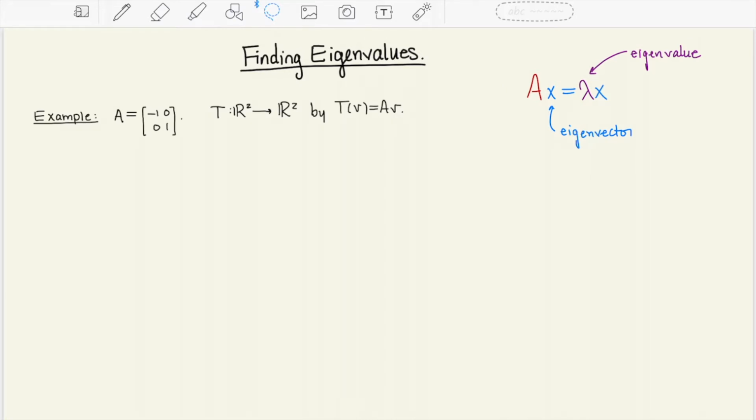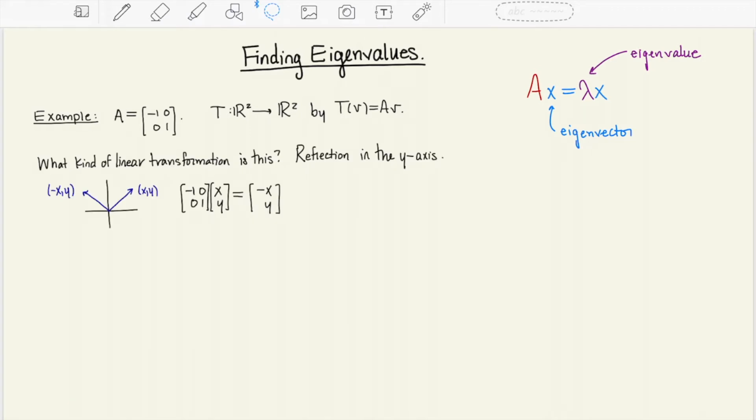Let's start by looking at a particular example. The matrix is minus 1, 0, 0, 1, and we like to think of this as a linear transformation of R2, meaning if you take a vector in R2 and you apply this matrix, you're going to get another vector in R2, and that vector is A times v. So what exactly is this linear transformation? What does it do? This one does reflection in the y-axis. You can see that by just taking a coordinate (x, y), and if you apply the matrix to it, it sends (x, y) to (minus x, y). And pictorially, think of a vector being reflected across the y-axis over here.